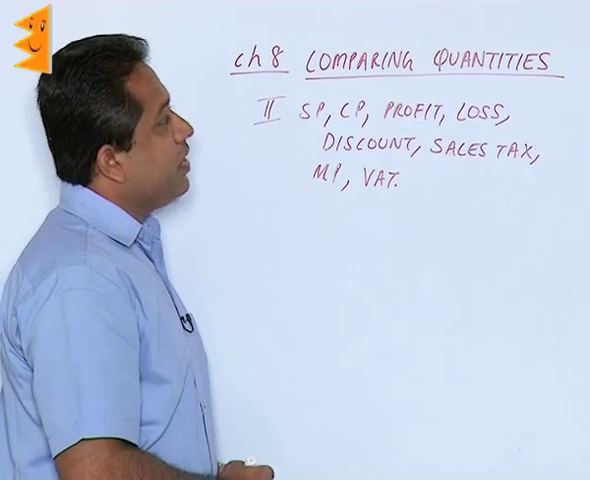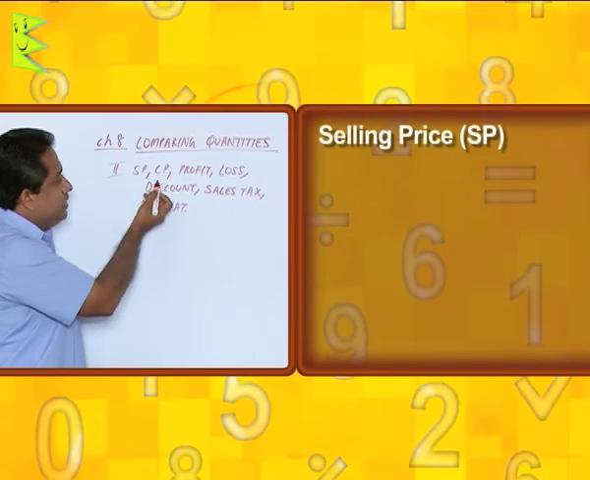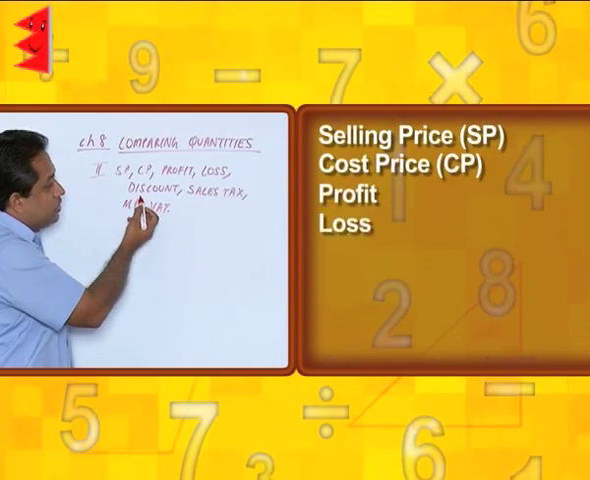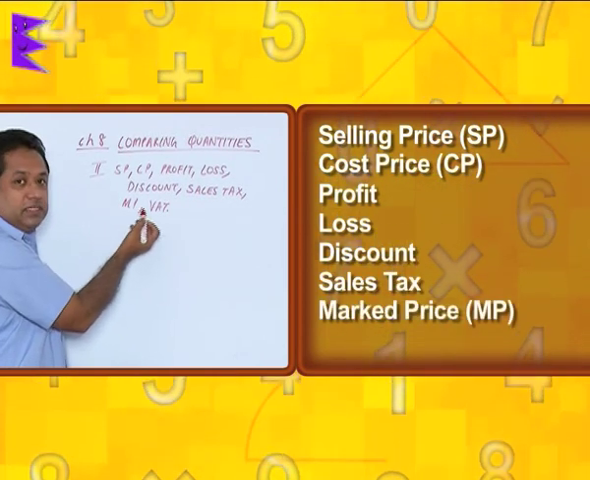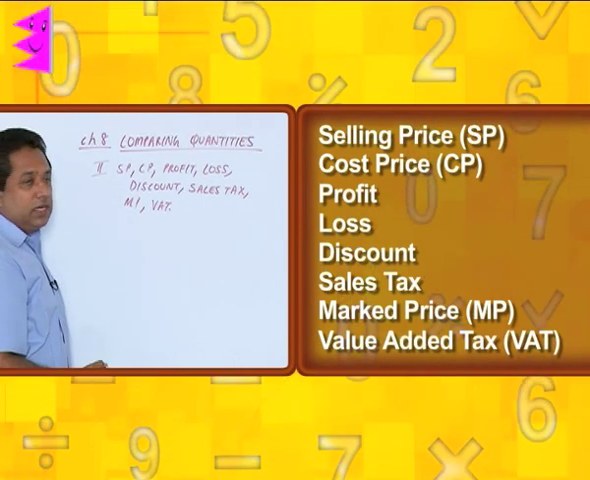In the second part of the chapter, we have some terms. The first: selling price, cost price, then profit, loss, discount, sales tax, marked price and value added tax. VAT stands for value added tax.